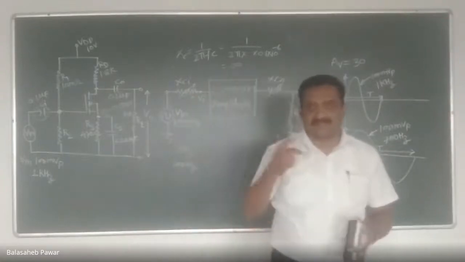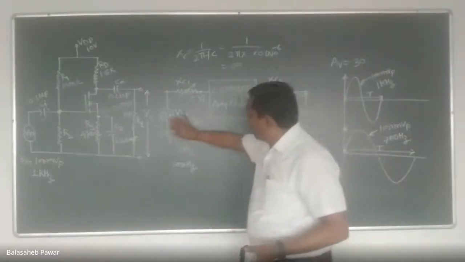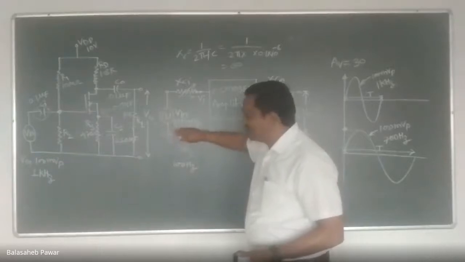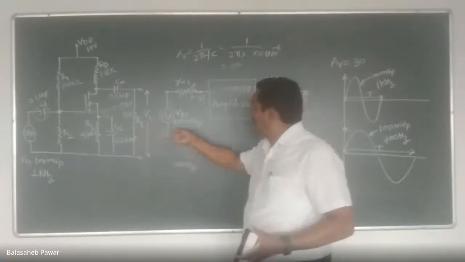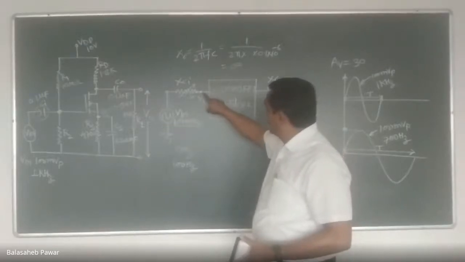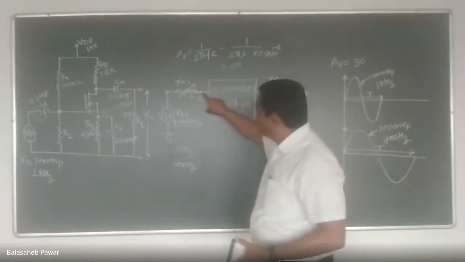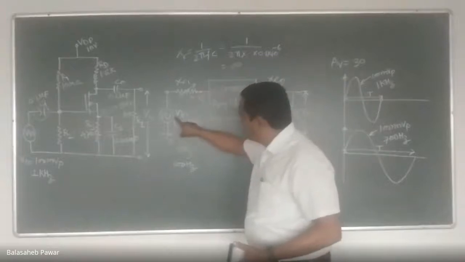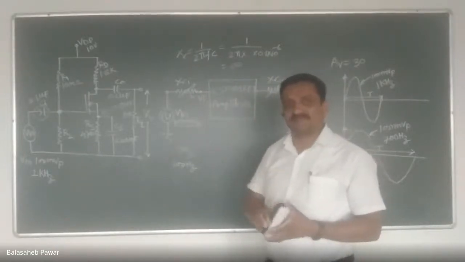Correct. Now my next question is, whatever input we are applying, that is 100 millivolt from the signal generator, will it remain as it is at the input terminal of that amplifier circuit, or will it be greater than the applied input or less than the applied input?